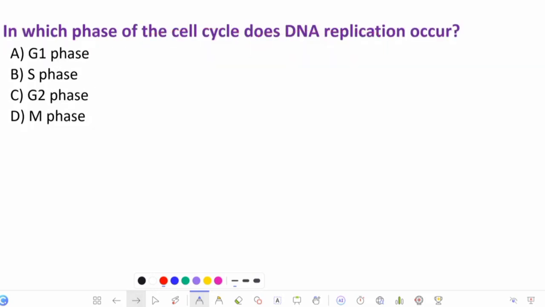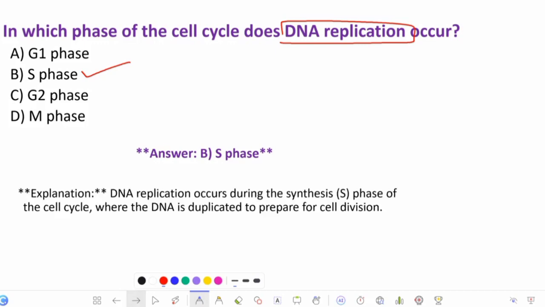In which phase of the cell cycle does DNA replication occur? Before a cell divides, the cell replicates its DNA. So in which phase basically does DNA replication occur? Number one, G1 phase. S phase is the correct option, where synthesis of DNA, DNA replication, occurs. S is the phase of the cell cycle where DNA replication occurs.